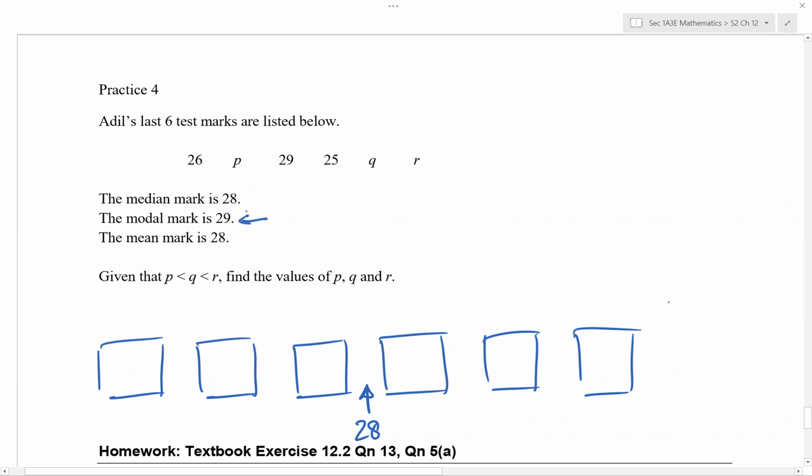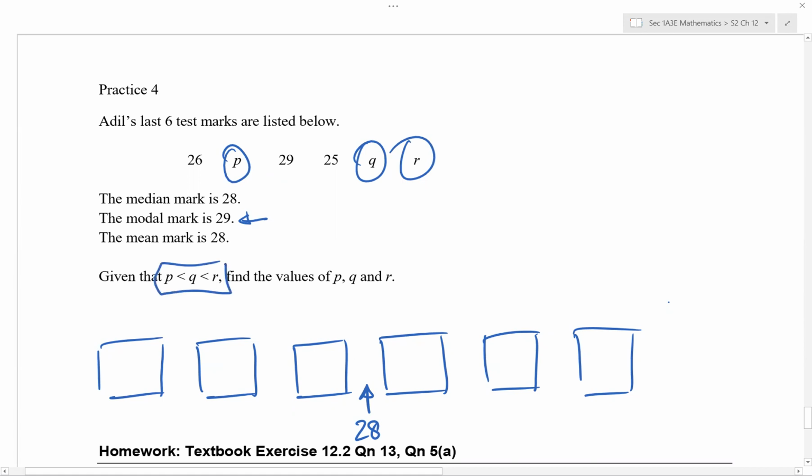Now, next line. The mode is 29. So the test mark that appears the most frequently is 29. I see that there is already a 29 given to us, which means that there must be at least one more 29 for it to be determined as the mode. So either P, Q, or R has to be 29. Now, question is, could there be a total of 3 29s out of these 6 test marks?